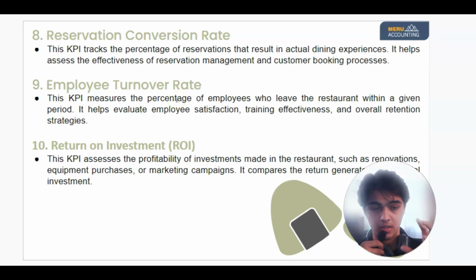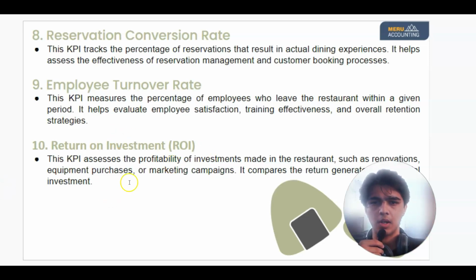And if your employees are regular to your restaurant, then it will indicate your employee satisfaction level, the effectiveness of their training, and your overall retention strategies.